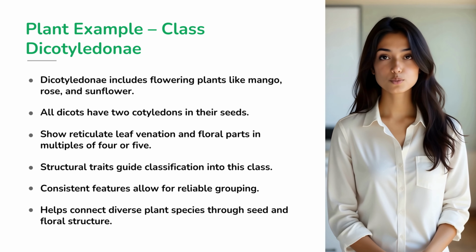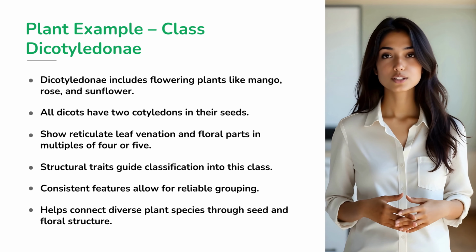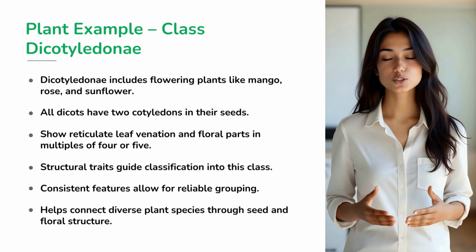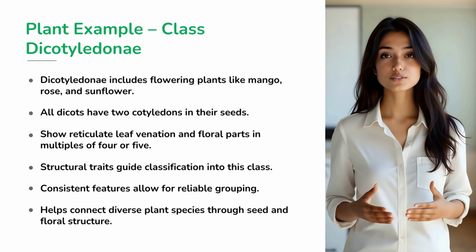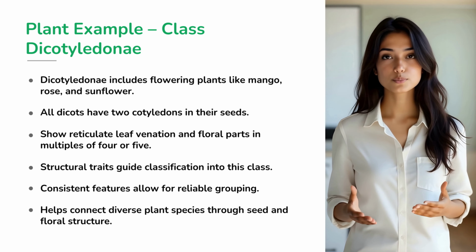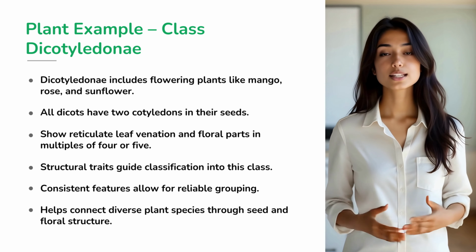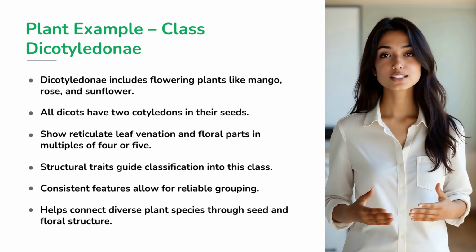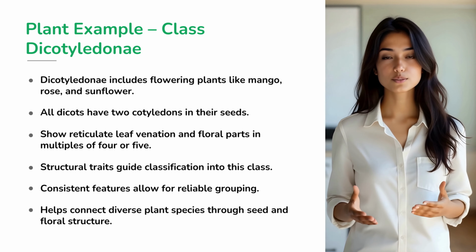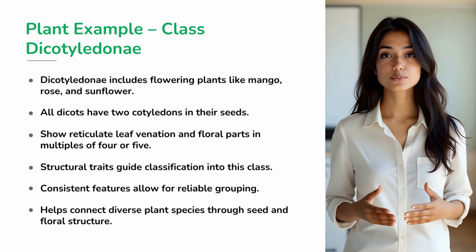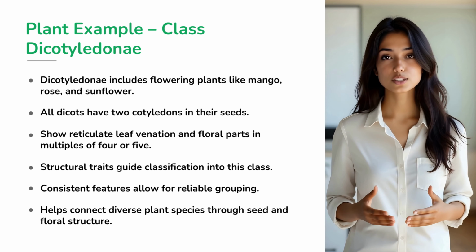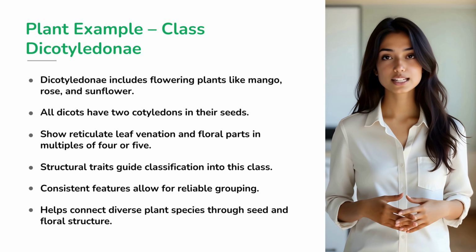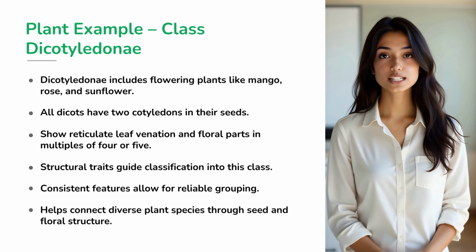In the plant kingdom, one major class is Dicotyledonae, often simply called dicots. This class includes many of the flowering plants you know, like mango, rose, and sunflower. What unites them? They all have two cotyledons in their seeds, a network-like or reticulate pattern of leaf veins, and floral parts arranged in multiples of 4 or 5. These characteristics may seem small, but they are consistent and meaningful enough to place these diverse plants under the same class. It's a clear example of how structure guides classification.